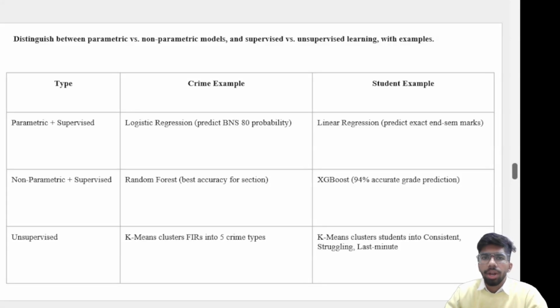Okay. Now let's see question 5a: distinguish between parametric and non-parametric models and supervised versus unsupervised learning with examples. I've shown a table with clear examples from both crime datasets and student performance prediction. Let me walk through each row in detail.